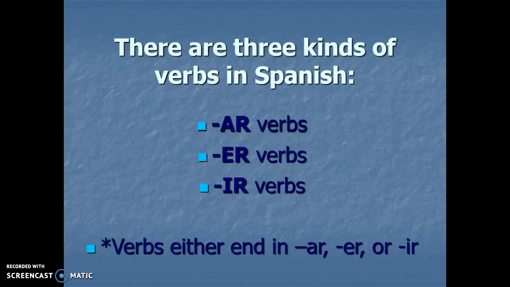So let us begin. There are three different kinds of verbs in Spanish. There are AR verbs, ER verbs, and IR verbs. And what I mean by that is anytime you look at a verb in its infinitive, meaning before it's conjugated or anything, every single verb, and there are hundreds and hundreds of them in the Spanish language, every single one of them is going to end in AR, ER, or IR.